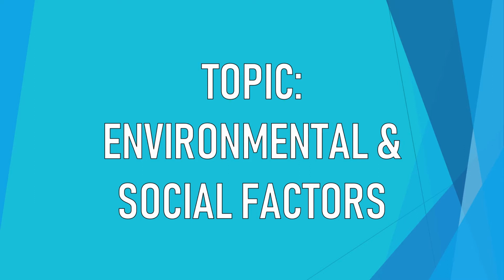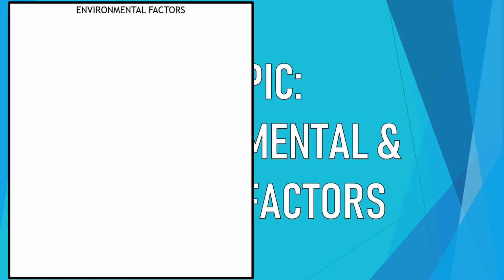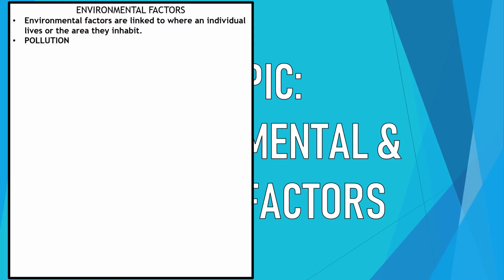Okay, so I'm going to cover environmental factors and social factors, that's B3 and 4, in hopefully just under 5 minutes. So we'll start with environmental factors. The environmental factors are linked to where an individual lives or the area they inhabit. The main impact or main influence on our health is pollution.